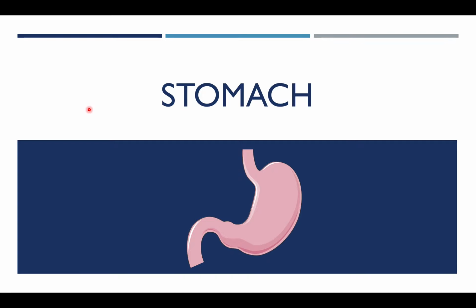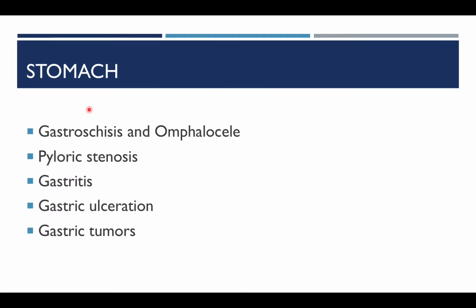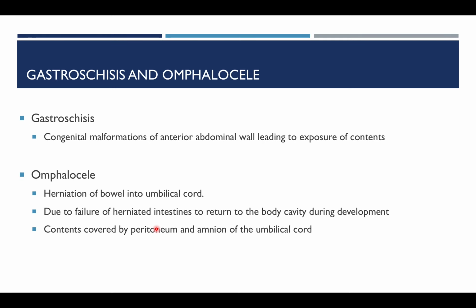So now we have finally finished the esophagus and we can move on to the stomach. So in this section, we will be talking about gastroschisis and omphalocele, pyloric stenosis, gastritis, gastric ulceration, and gastric tumors. So gastroschisis is basically a congenital malformation of the anterior abdominal wall leading to exposure of contents.